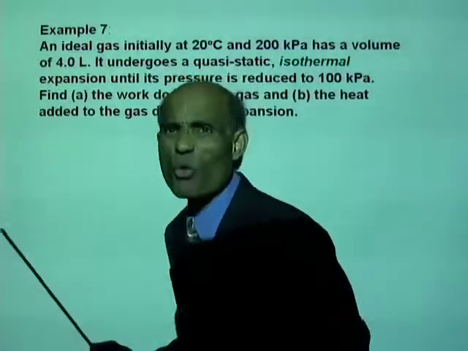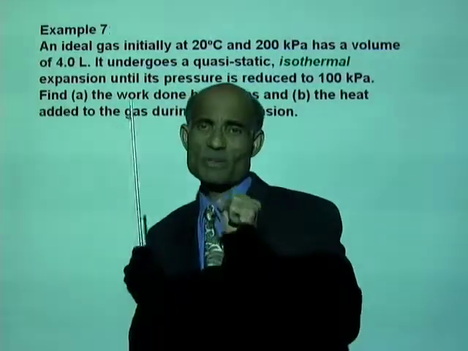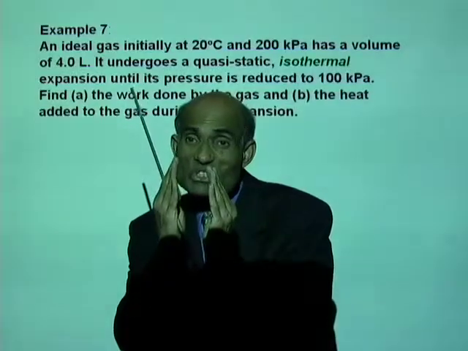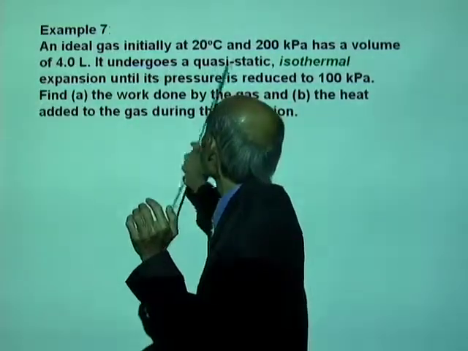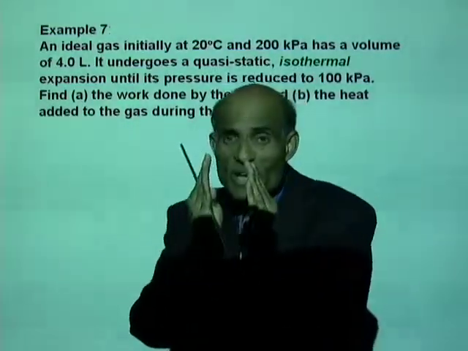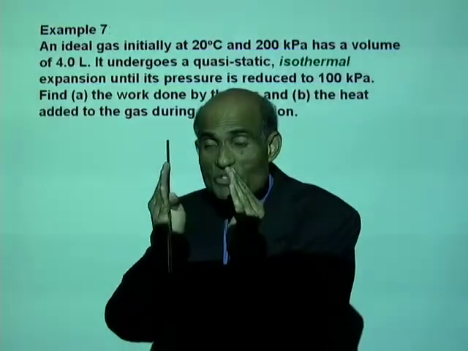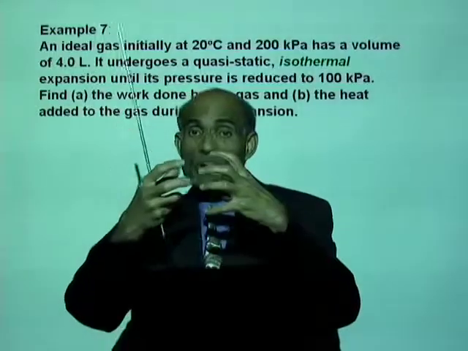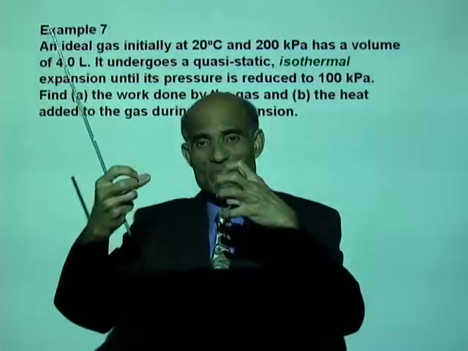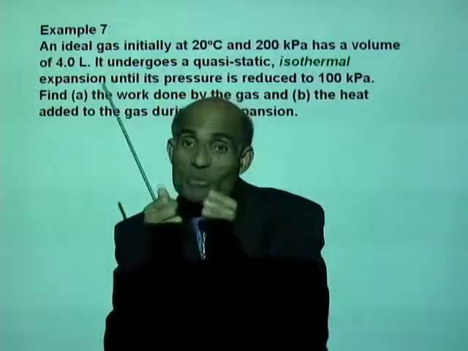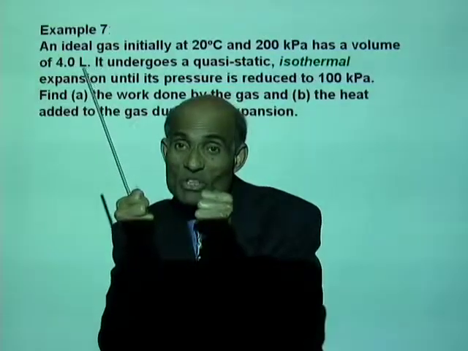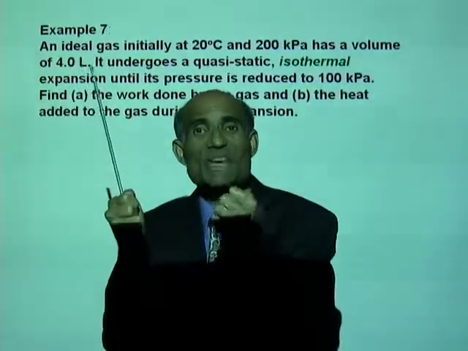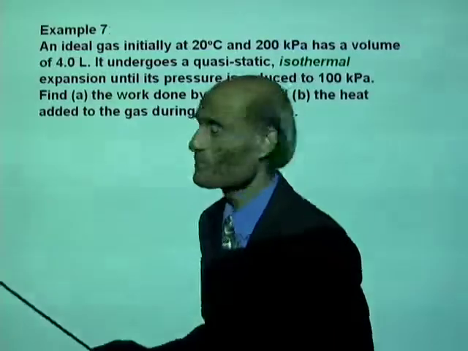Now, what is a quasi-static change? A quasi-static change is a change, you see, isothermal, so that at every state of the change, the temperature remains a constant. In other words, the change happens in such a way that equilibrium conditions are established very quickly. That is a quasi-static state.